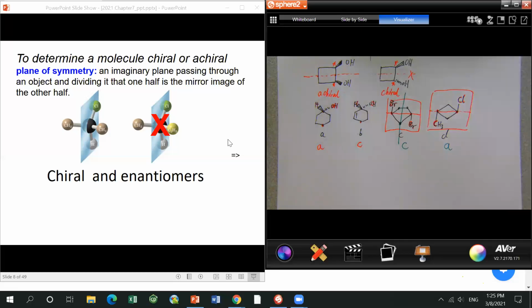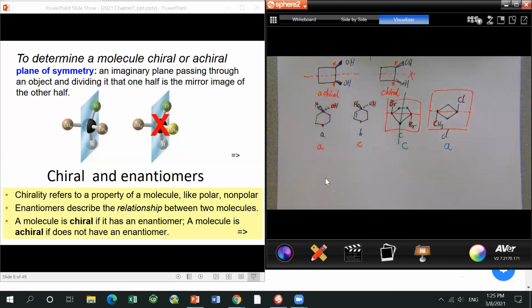Now we talk a little bit about chiral and enantiomer, because some students are confused. Chiral refers to the property of one molecule, similar to polar and non-polar. We call this molecule chiral, this molecule achiral, this molecule has a higher boiling point, this molecule has a lower boiling point. It refers to one property.